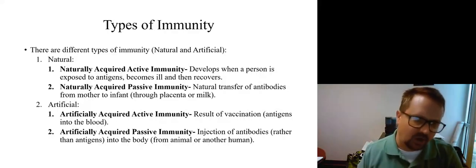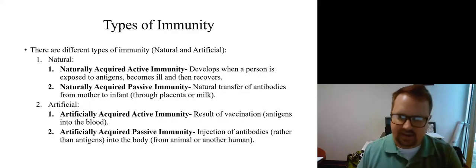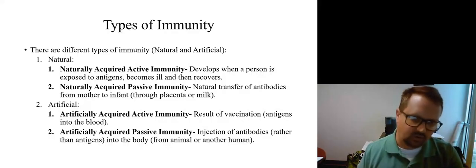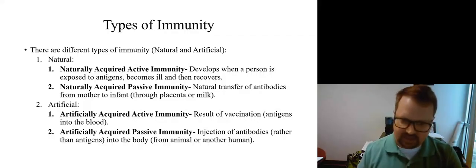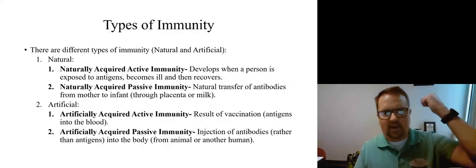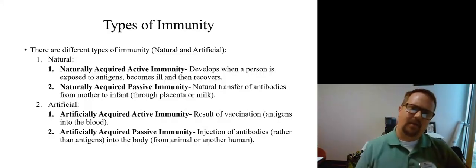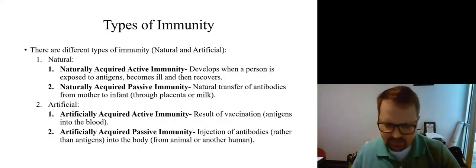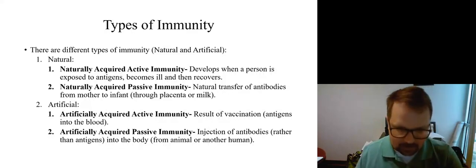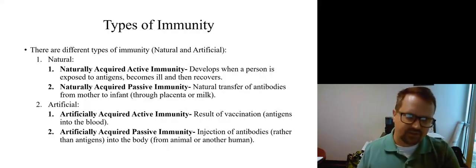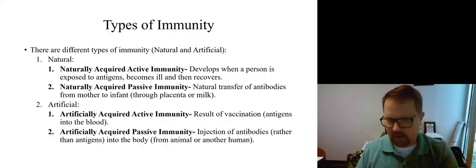Artificially acquired immunity is from a vaccination. That's not natural. Vaccinations are things we develop. Antigens are in the blood. Artificially acquired passive immunity is injection of antibodies. We can get them from an animal like horses. We take a horse, we shoot the disease into the horse, and it makes antibodies. We take the antibodies, we remove them, and we give them, like the monoclonal antibodies that we use to treat COVID.